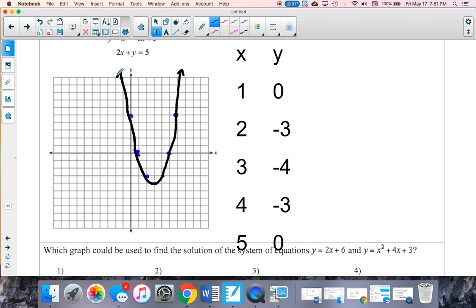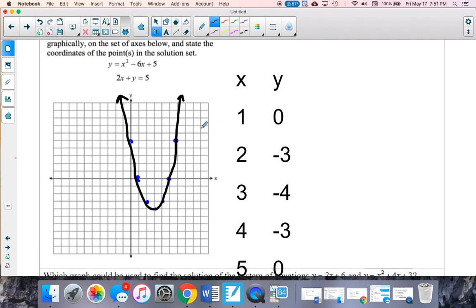Oh my gosh, hopefully on your paper it's prettier. Okay, that's good. That's our parabola. Let's label it. I don't know what I'm doing. Y equals x squared minus 6x plus 5.